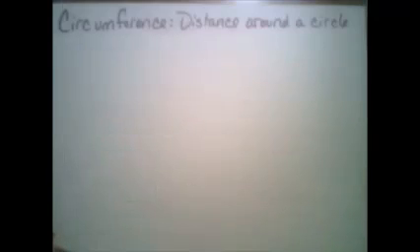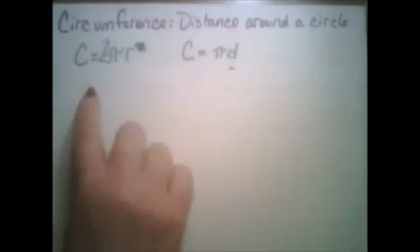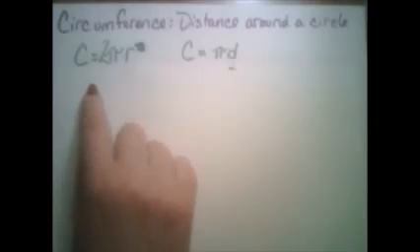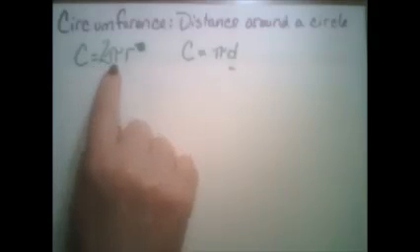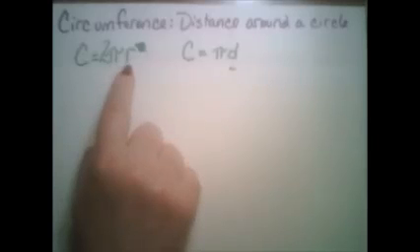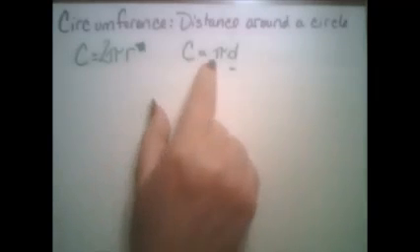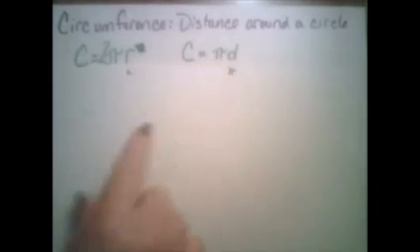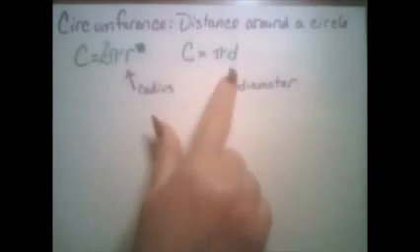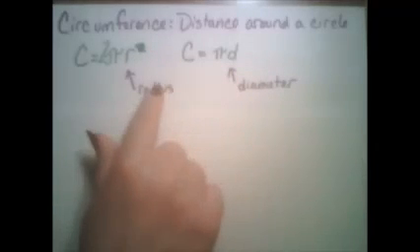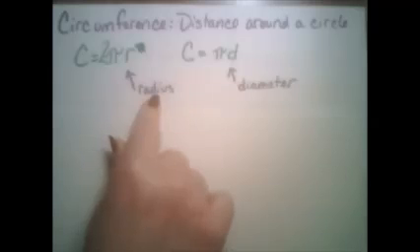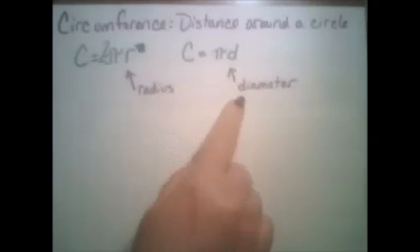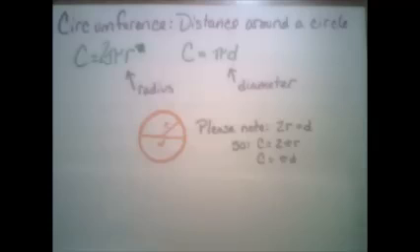Then we have circumference. Circumference is the distance around a circle, and you have one of two equations for that. You have circumference equals 2 times pi times r, or you have circumference equals pi times d. Now, r is radius and d is diameter. Radius is from the center point of the circle to the edge, and diameter is from edge to edge through the center of a circle.